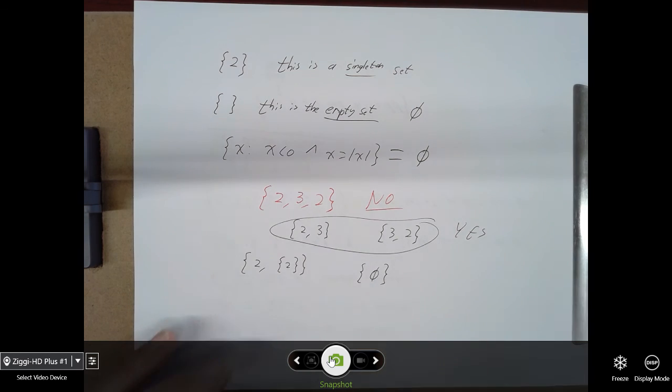What about this? Is that a set? That is a set containing a set. Yeah. It's a set containing the empty set. Nothing wrong with that. Right? The empty set is a thing, and a set is just a collection of things. This is a set containing one element, which is the empty set. So that's totally valid.